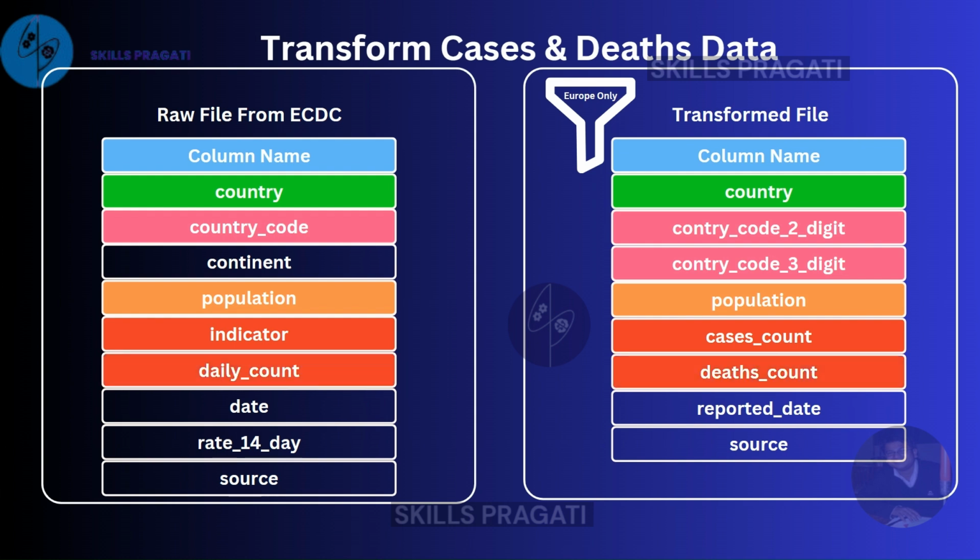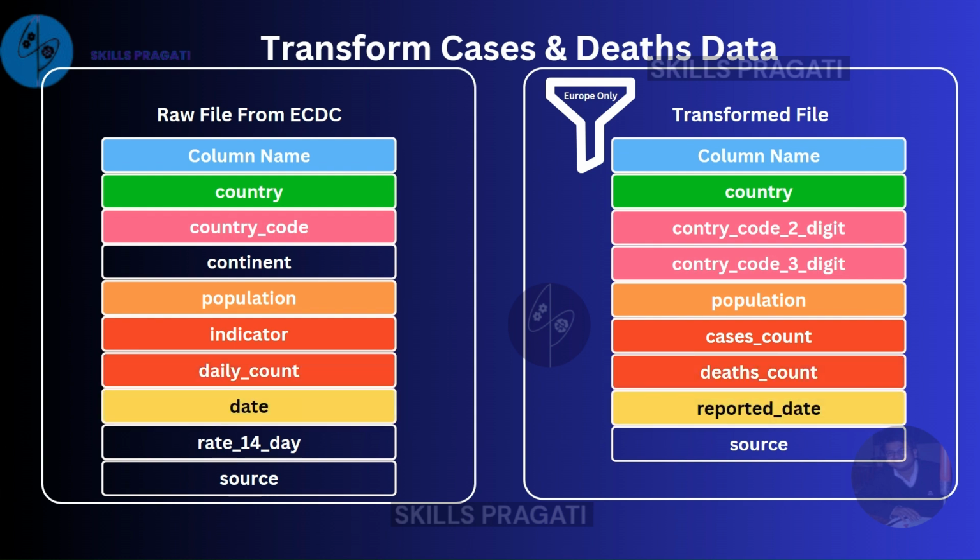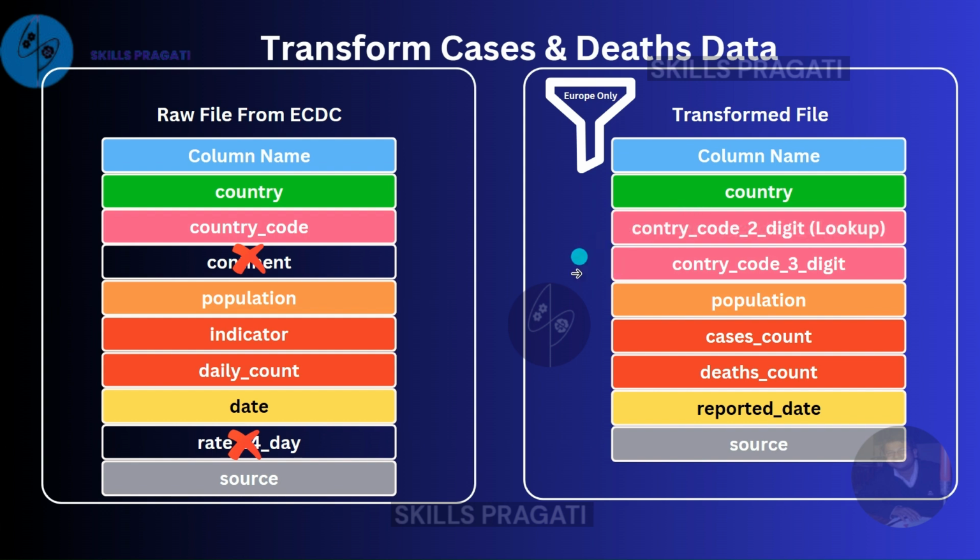And we are going to rename the date into reported date. Source we are keeping as it is, and we are going to remove the continent and the rate 14 day. We are removing the continent because we are only keeping Europe data, so it doesn't make sense to have the continent on the transformed file. And we will use the lookup that I was talking about to get the country code 2-digit. So before we go ahead and create the transformation, let's have a look at the lookup file, and also we'll create a smaller file for the raw data so that we can easily debug. And we'll upload the files into the storage account, and then we'll start developing the transformation.